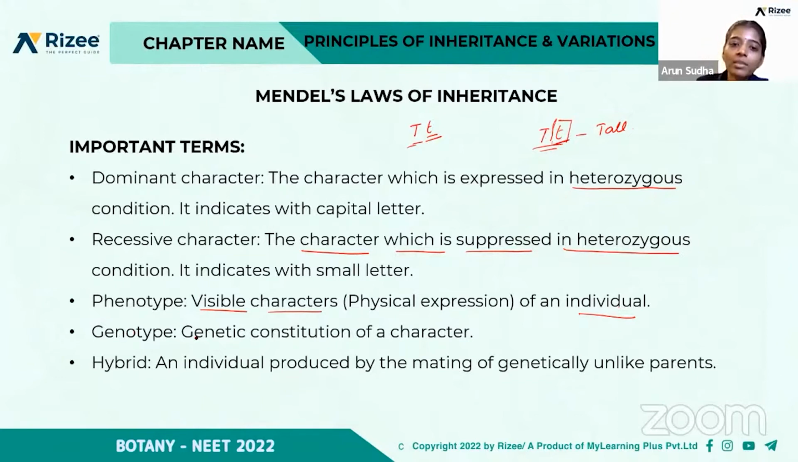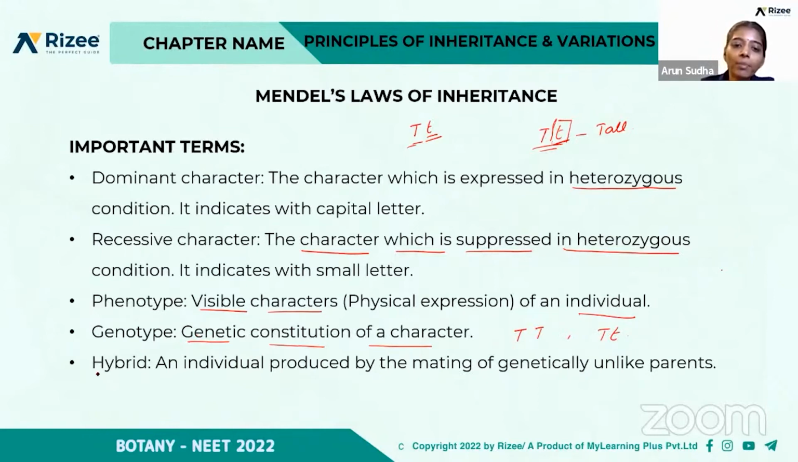And genotype is the genetic constitution of the character. For example, visually the plant may be tall, so phenotypically it is tall, but genetically it may not be TT. It may even be Tt, that is the heterozygous form, right? So genotype is the genetic constitution, okay?